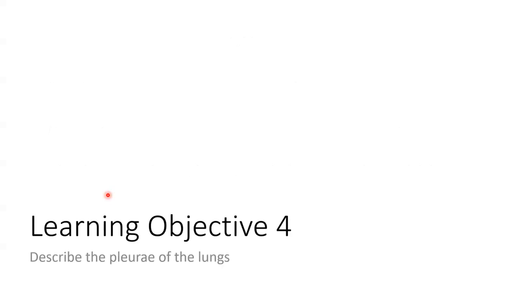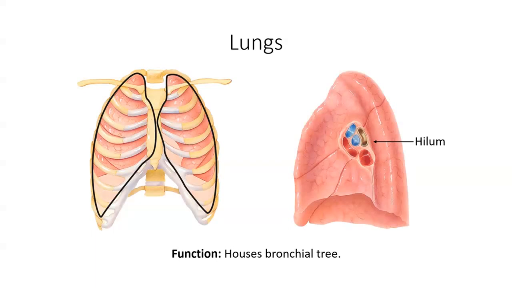So moving on to learning objective 4, and that is to describe the pleura of the lungs. But to talk about the pleura, or the membranes surrounding the lungs, we need to talk a little bit about the lungs themselves. The lungs are paired organs which sit within the thoracic cavity. The lungs extend from the diaphragm, which is the muscle that sits underneath the ribs like this, to just above our clavicles. So they actually sit up quite high.